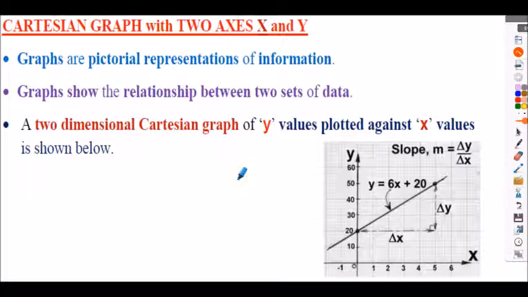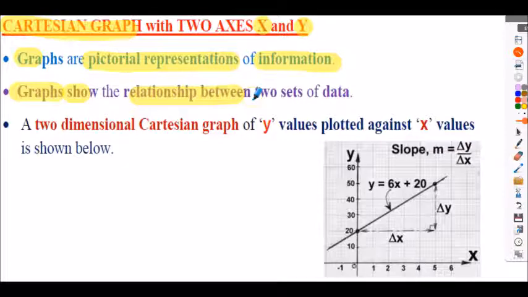The two-dimensional graphs we're going to consider within this presentation are sometimes termed Cartesian graphs. They have two axes, x usually on the horizontal axis and y on the vertical axis. Graphs are pictorial representations of various information. Graphs are very useful because they show relationships between sets of data.